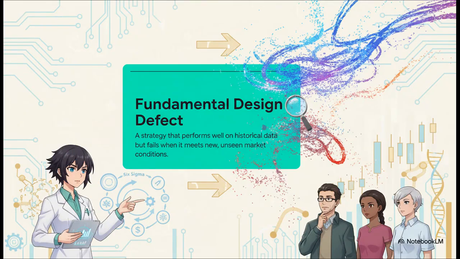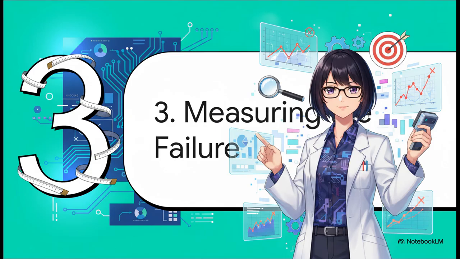So this is our new definition. A defect isn't a losing trade. The defect is the entire strategy. It's a system that was perfectly engineered to explain the past, but has absolutely zero ability to predict the future. That's a fundamental design defect. And here's where it gets really powerful. The moment you define something as a defect, you can start to measure it. And as any engineer will tell you, if you can measure it, you can fix it.